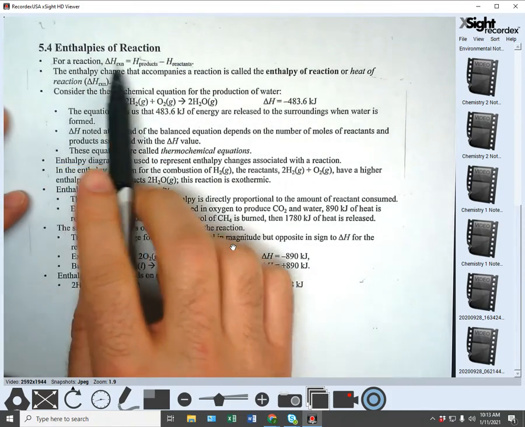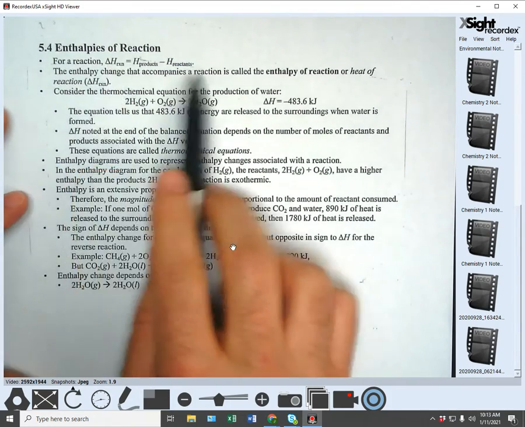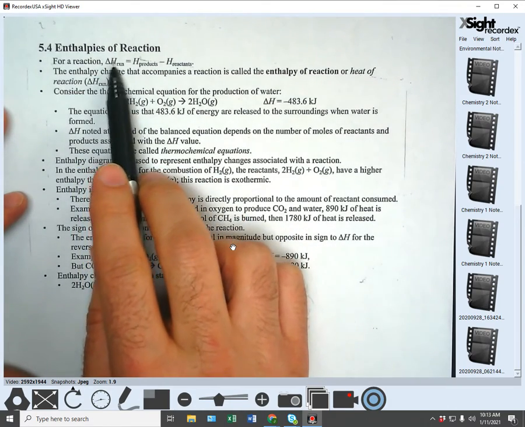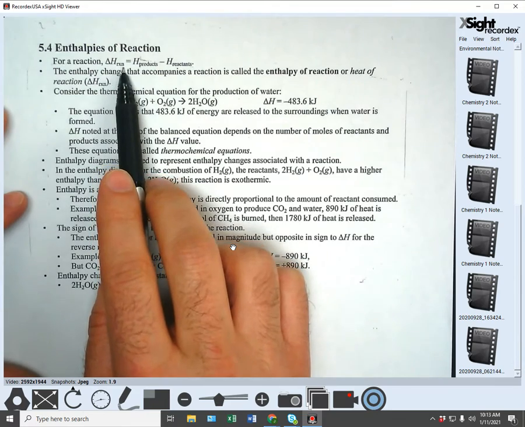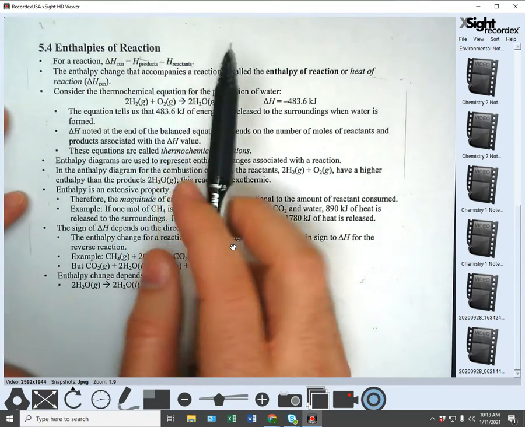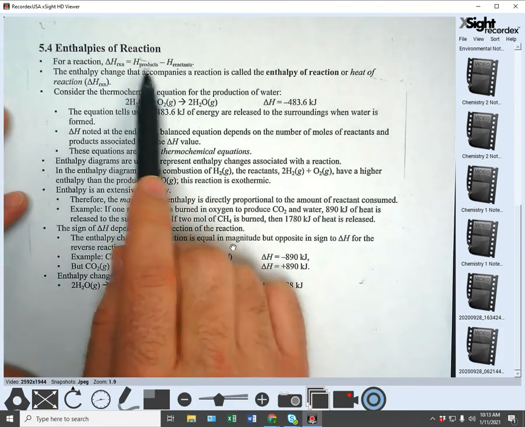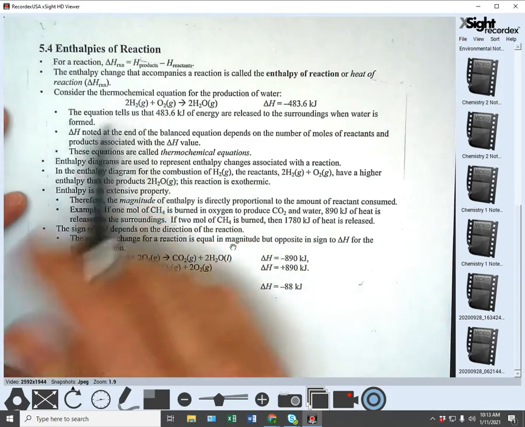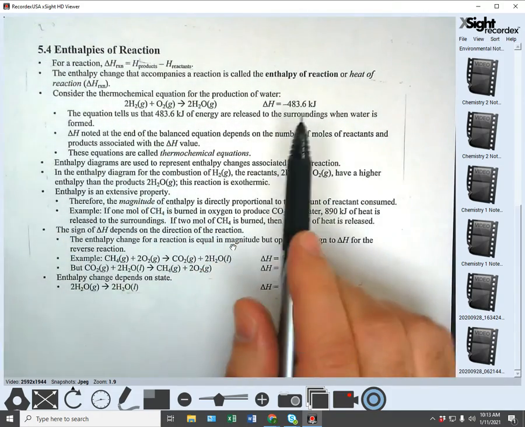So for a reaction, we have this generic equation, delta H, remember delta is change in. The change in the enthalpy for a reaction equals the enthalpy of the products minus the enthalpy of reactants, which makes sense because the products are the final thing, the reactants are the initial. So just like any other change in, you take the total of the final minus the total of the initial.